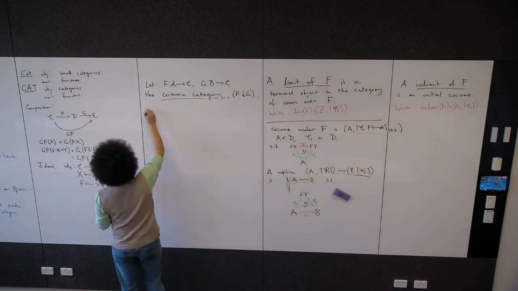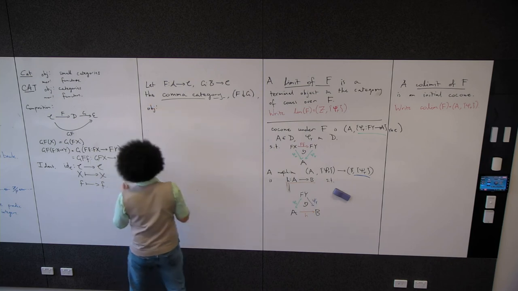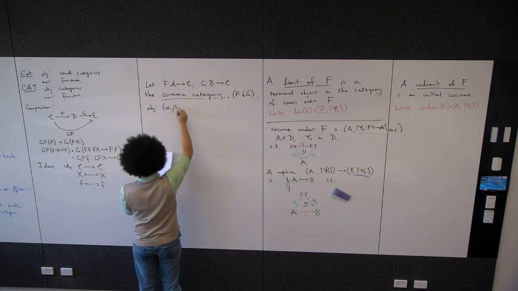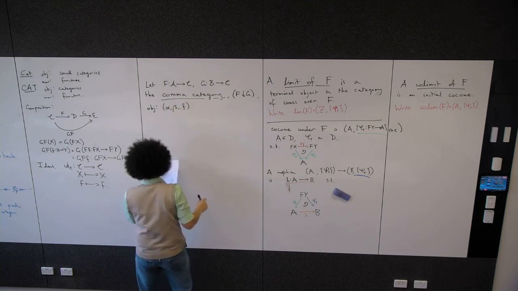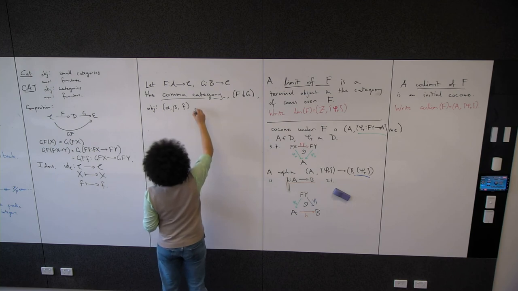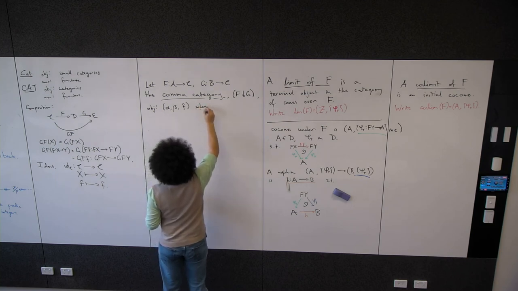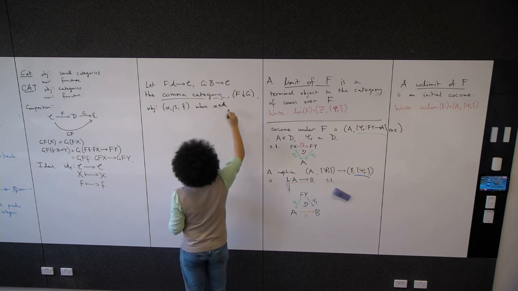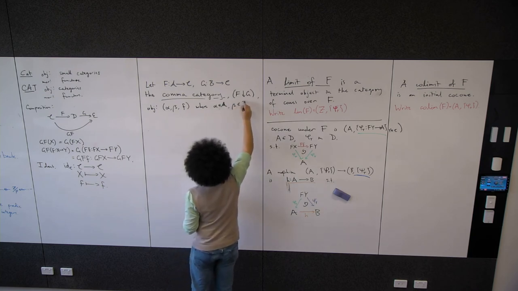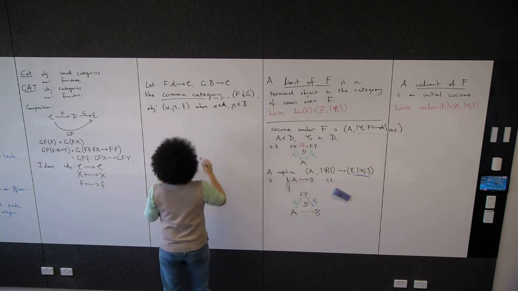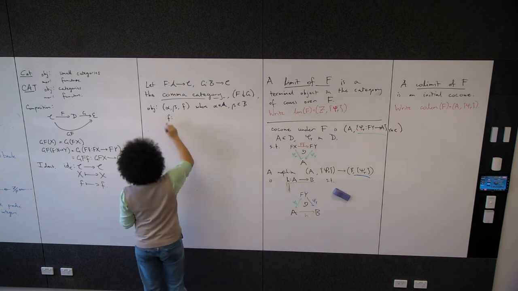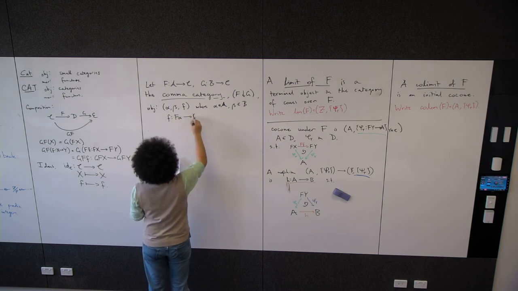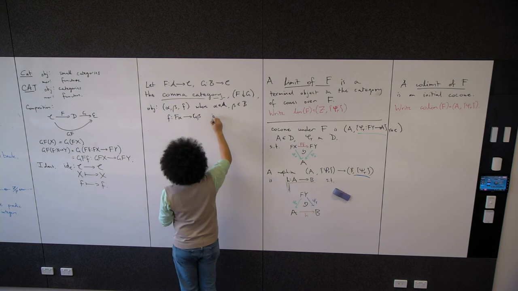All right, so we want to say what objects it has. It has as objects a triple, alpha, beta, f, where alpha is an object of the category A, beta is an object of the category B, and f is a map from F alpha to G beta in C.